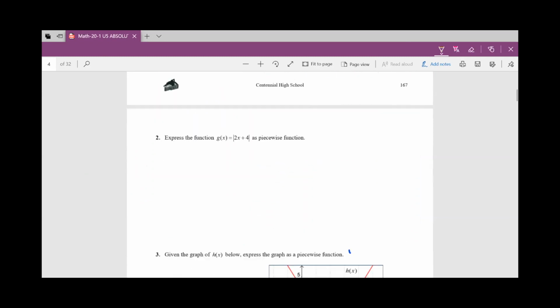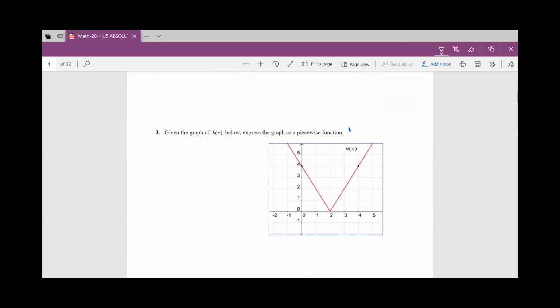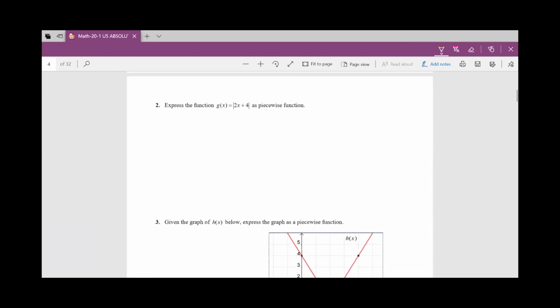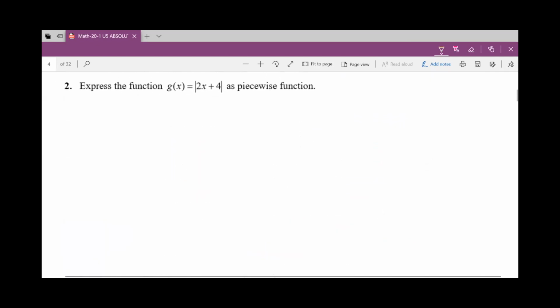Moving right along to page 168. All right, just a couple of really quick questions. And now we get to cut corners, because it's not asking us to sketch it. It's not asking us to figure out what the original equation was. Express the function g of x equals the absolute value of 2x plus 4 as a piecewise function.